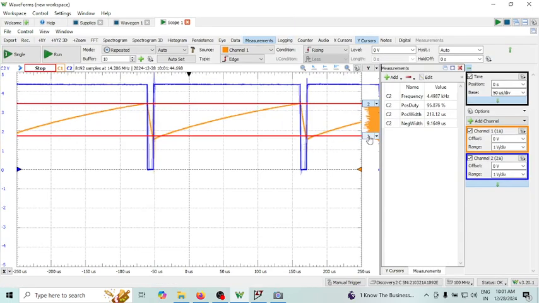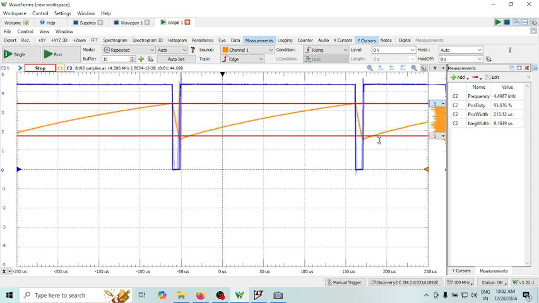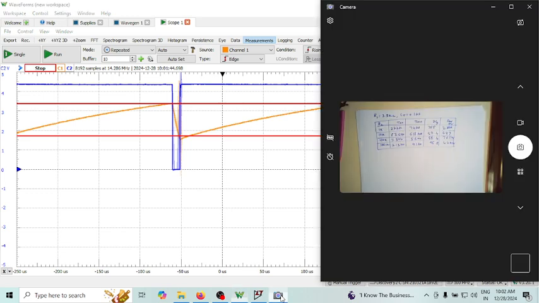You can see this. Let me write the values here. It is 213 microsecond, your on time. The off time is 9.1 microsecond. The duty cycle is 95.8%. The frequency is 4.4 kilohertz. These are the values that I have now.